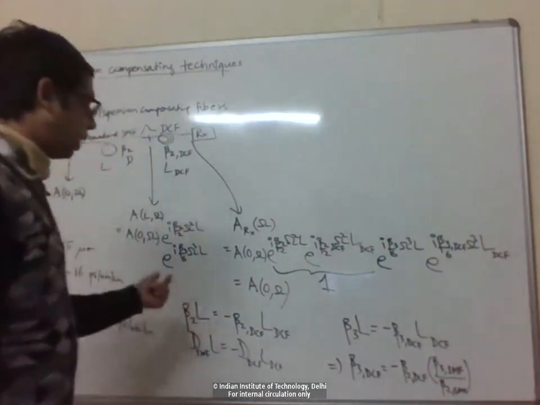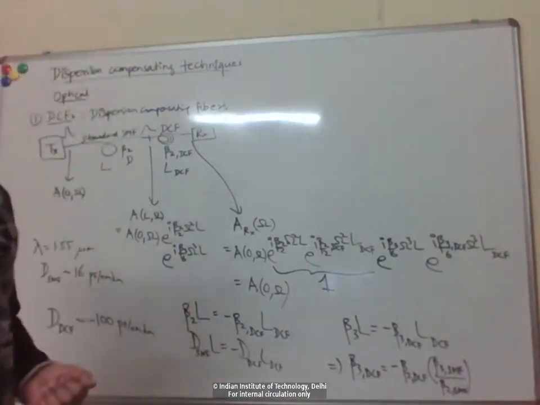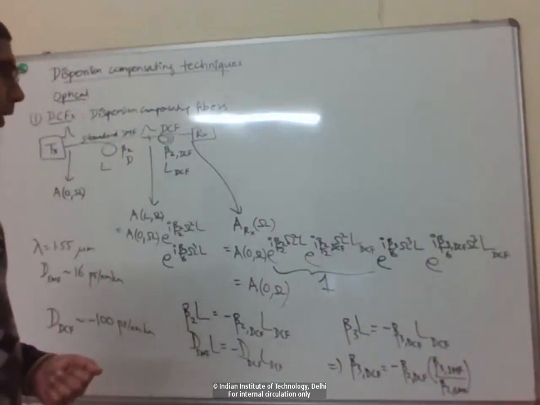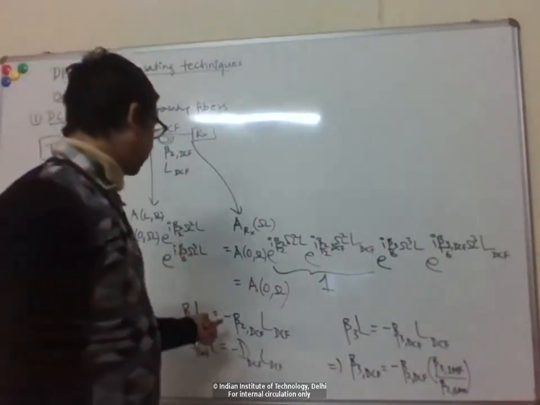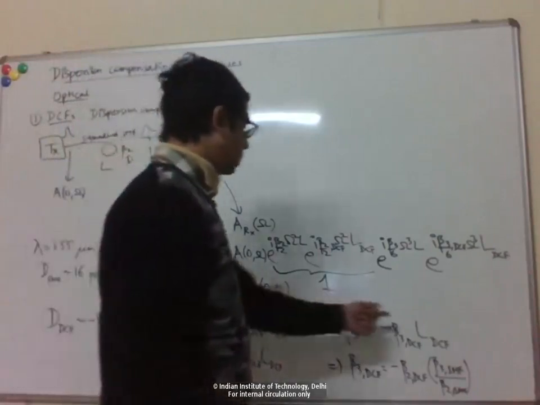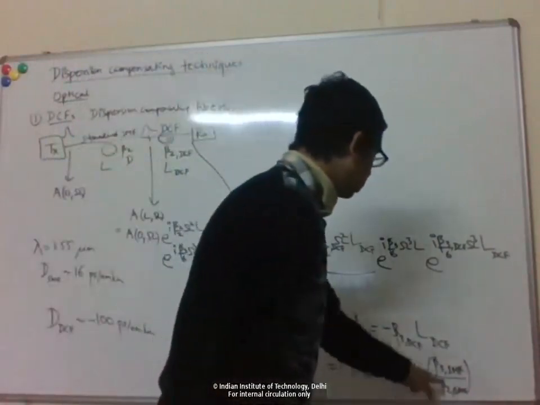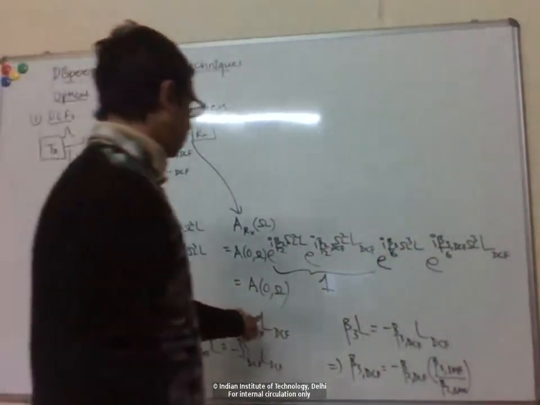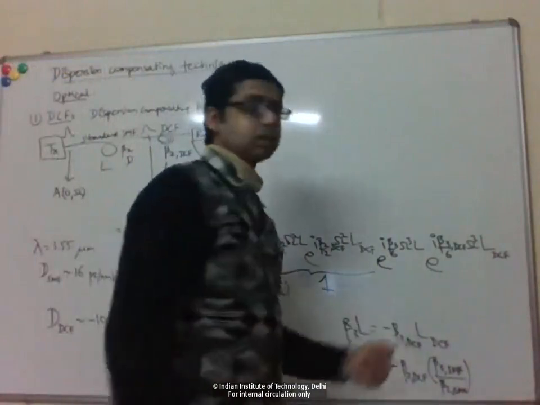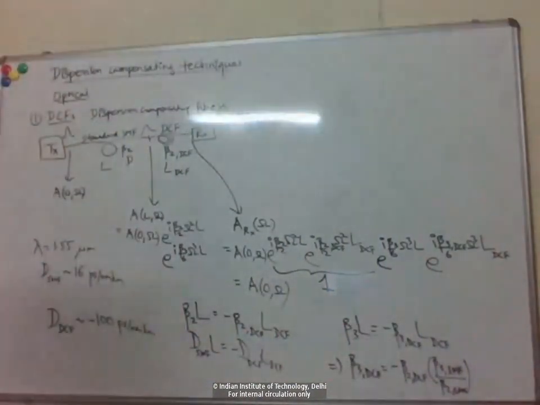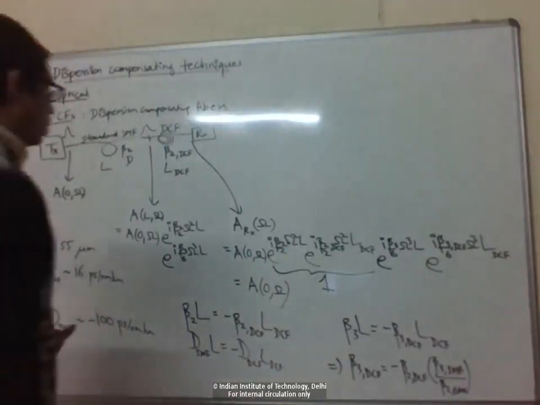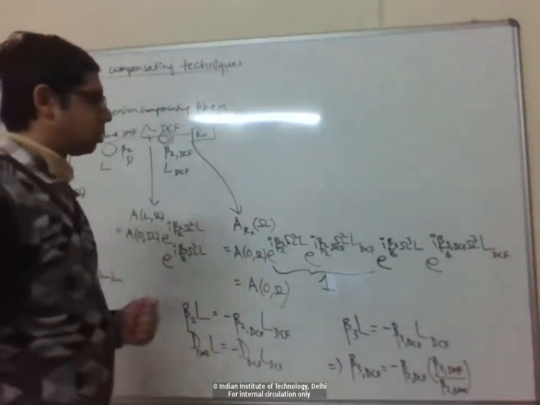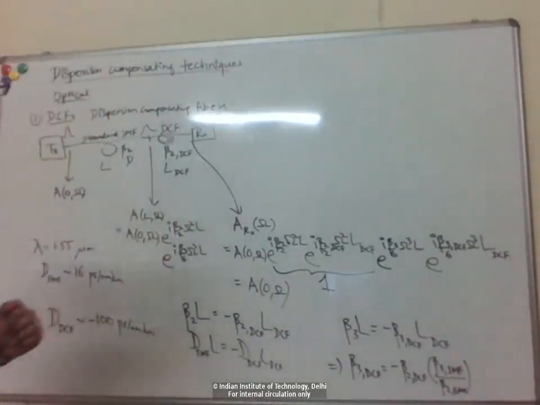So people also design. Of course, now the design becomes more complicated, right? To get both these conditions, right? Opposite beta 2 sign and opposite beta 3 sign, but also value equal to that. But there are some very special fibers which can do this. So then you would be able to compensate for both beta 2 and beta 3.